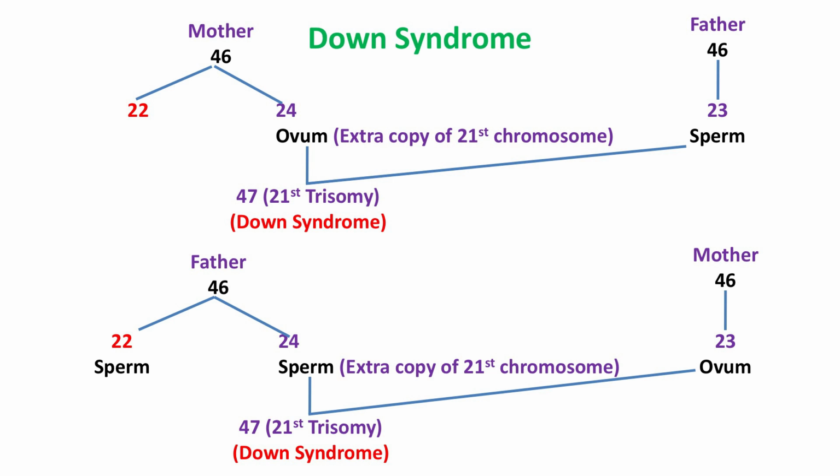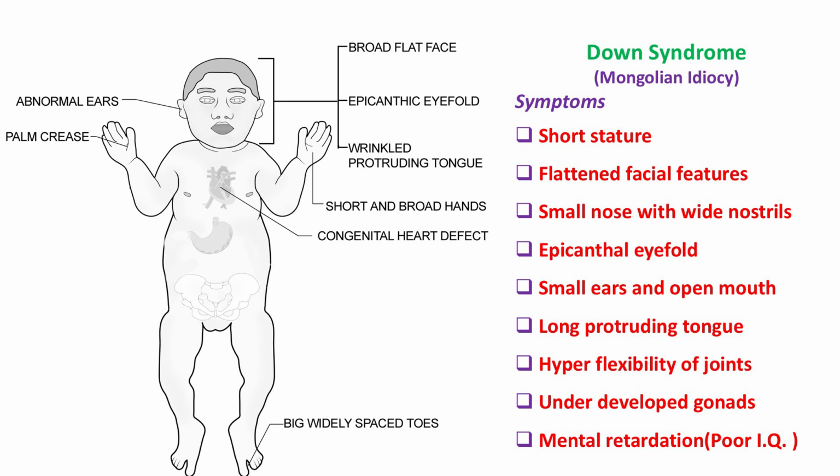But usually the baby receives 2 copies of the 21st chromosome from mother through ovum. Okay? Women above 45 years are more likely to produce a baby with Down syndrome. Okay? The person suffering from Down syndrome resembles Mongolians, hence known as Mongolian idiocy.